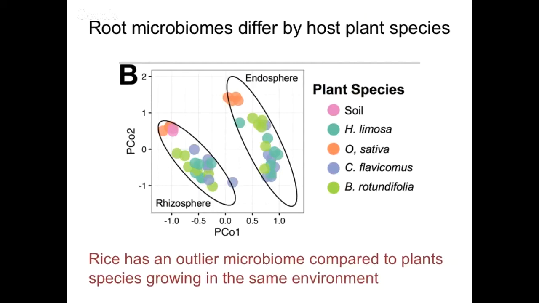So we get several sources of variation coming out here. One is that you can see that all the rhizosphere samples are over here. That's the soil that's just outside of the root. All the endosphere samples are over here. These are the microbial communities on the inside of the root. All these different colors represent the different species that we're looking at. We can see in the rhizosphere and the endosphere that rice is an outlier compared to these other plant species.